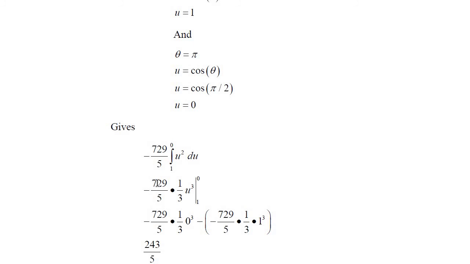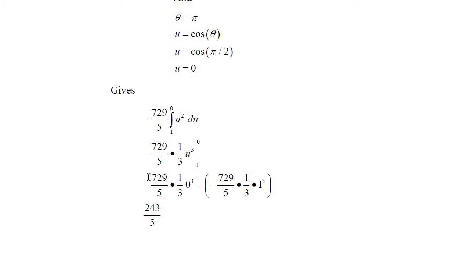Integrating this gives me negative 729 over 5 times 1/3 u cubed, evaluating this from 1 to 0. That gives me negative 729 over 5 times 1/3 times 0 cubed, which is 0, minus a negative 729 over 5 times 1/3 times 1 cubed, which calculates to 243 over 5.